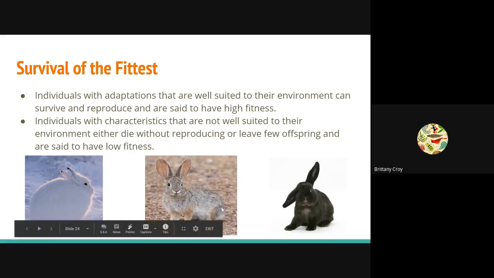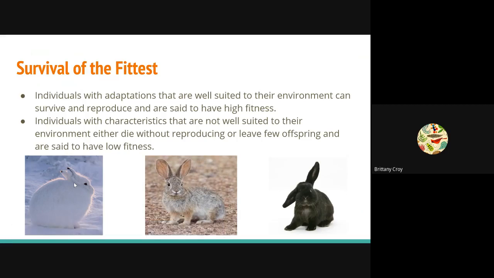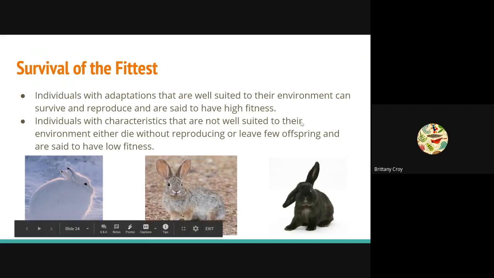Just like here, this is a desert cottontail. It has bigger ears to be able to let off heat in the hot desert, and also it has a coloration that blends in. And then again, we have a black rabbit probably found in a forest. So three different types of rabbits, all would be the most fit in their environment. If you took the Arctic hare and you put him over here in the desert, he's not going to do very well.